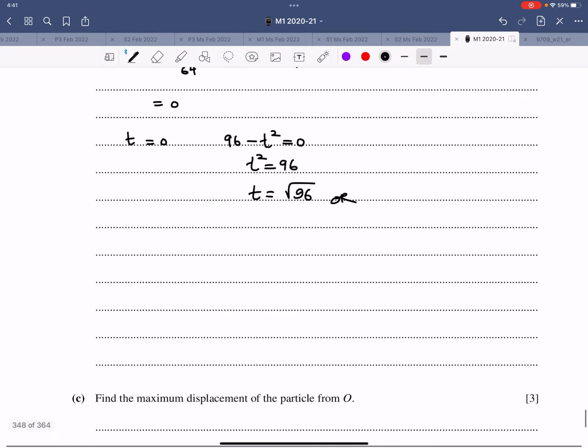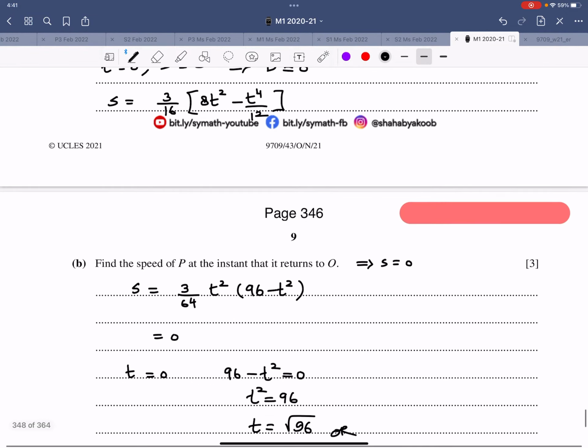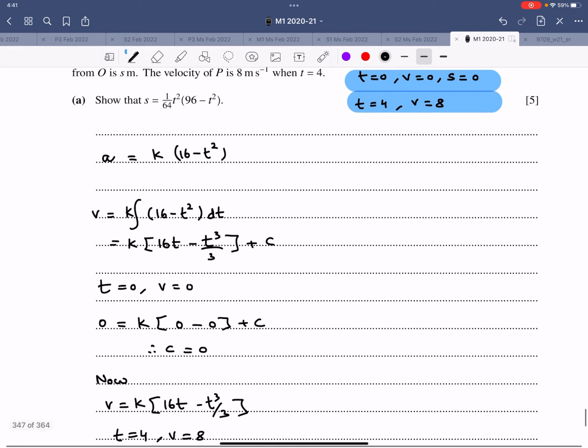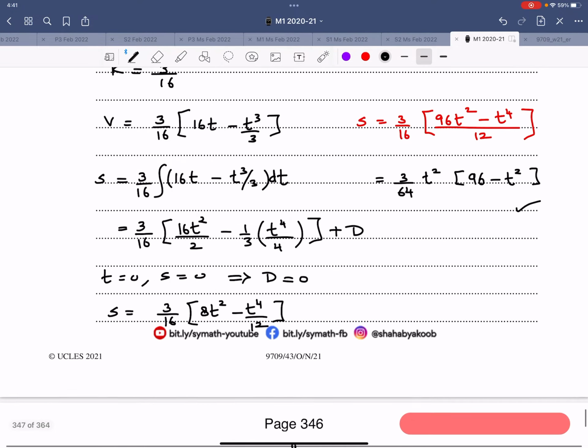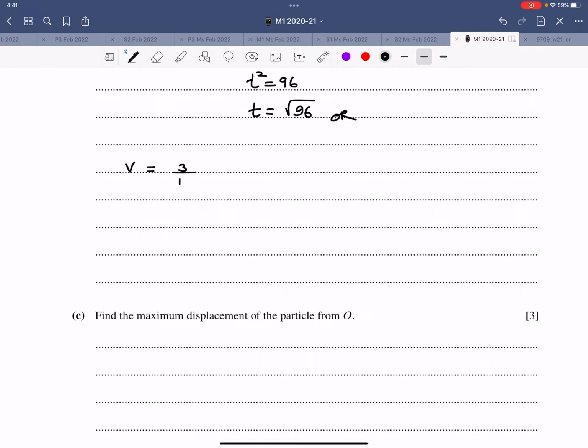We are interested in finding the velocity, the speed. That means if it's negative, ignore the negative side. So this is 3 over 16, 16t minus t cube over 3. That is 3 over 16, 16 multiplied with root 96 minus root 96 the whole thing cubed over 3. It's sensible to use a calculator, and after you do the calculation, this comes out to be 29.4 meters per second, correct to 3 significant figures.